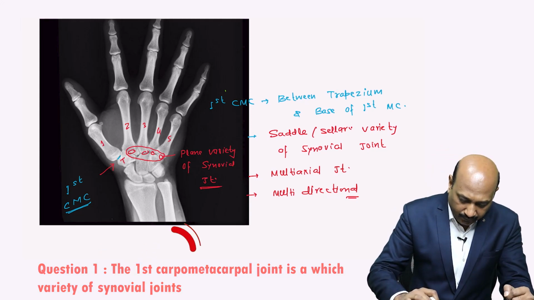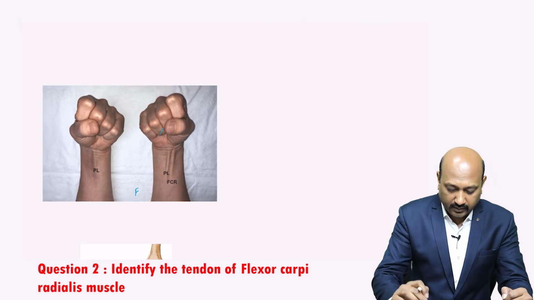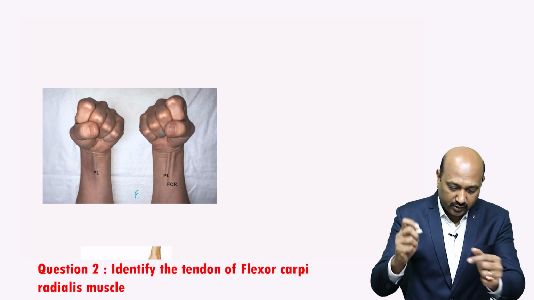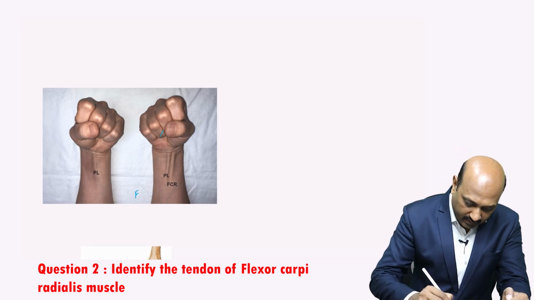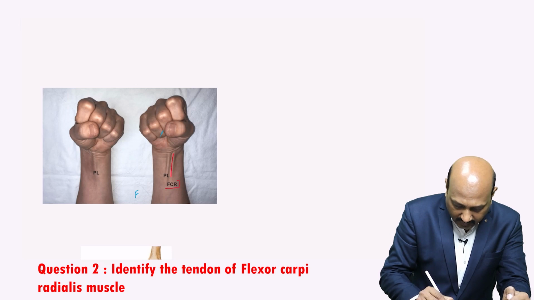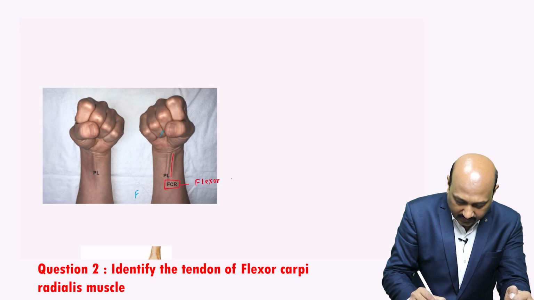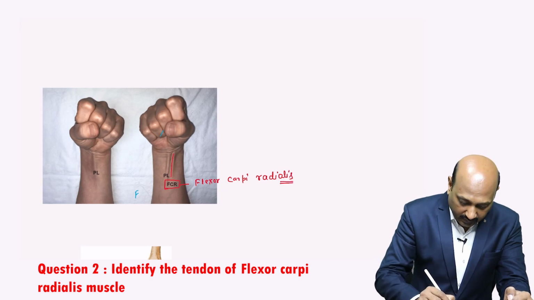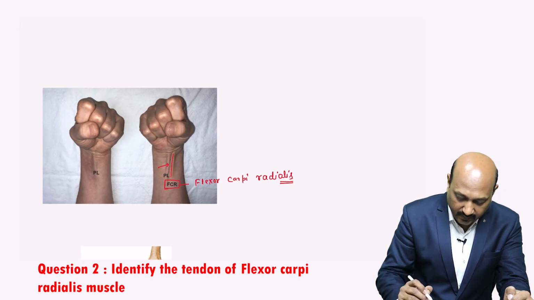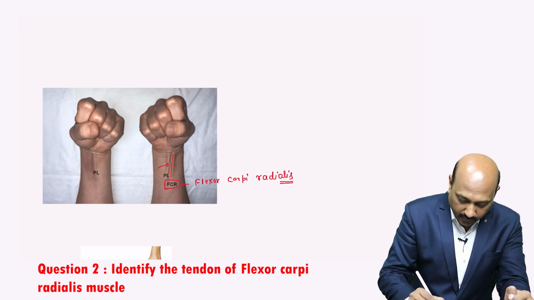The next question from the upper limb was about this tendon. We can see here this tendon, and it is the tendon of which muscle? The tendon of the muscle known as flexor carpi radialis. The image was given like that, with an arrow, and it asked about the tendon of the muscle. So this muscle is known as flexor carpi radialis.